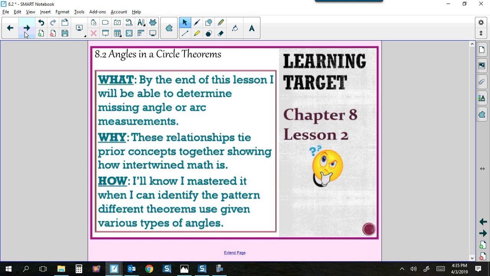What will we be learning? Well, by the end of the lesson, you will be able to determine a missing angle or an arc measurement. Why is this important? Well, these relationships tie prior concepts together, showing how intertwined math is. Cool. How will you know it? Well, you'll know you mastered it when you can identify the pattern different theorems use given various types of angles.